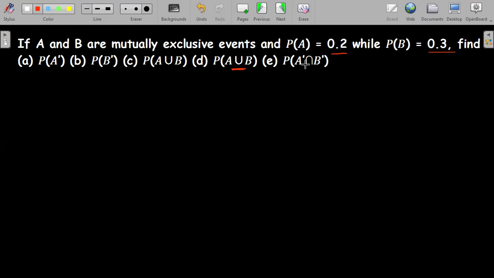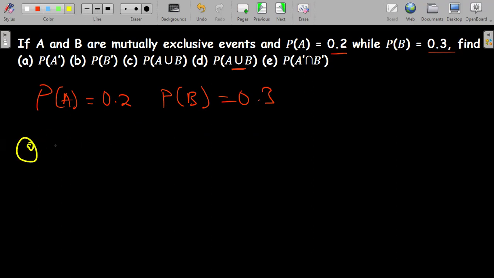And then here we have the probability of A complement intersection B complement. Okay, so we've been given that the probability of A is simply 0.2. Probability of B is 0.3. So these are very simple questions, okay? You don't even have to think here.